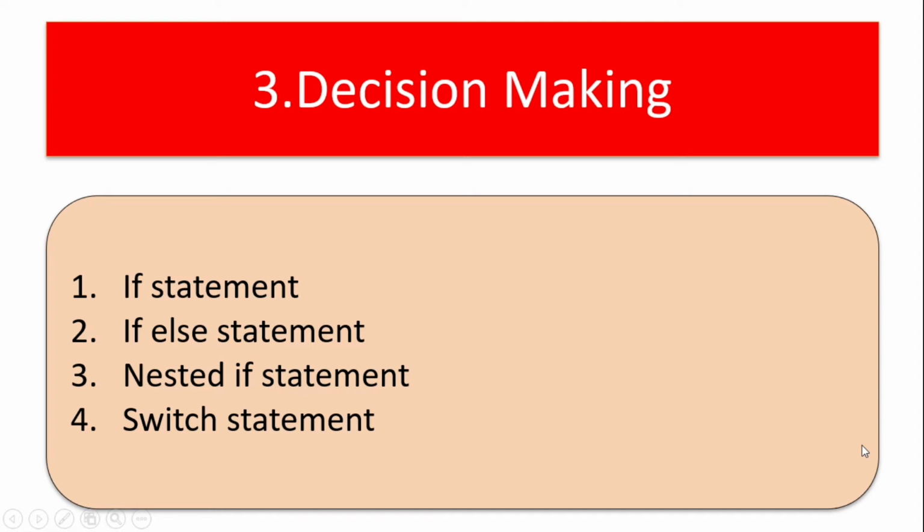So there are basically four decision making statements. One is the if statement, then the if else statement, then nested if, followed by the switch statement. We will have an example for each decision making statement with an explanation.